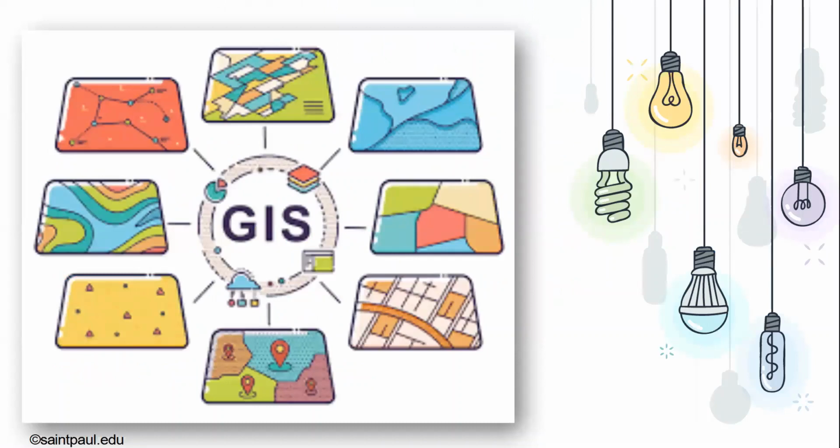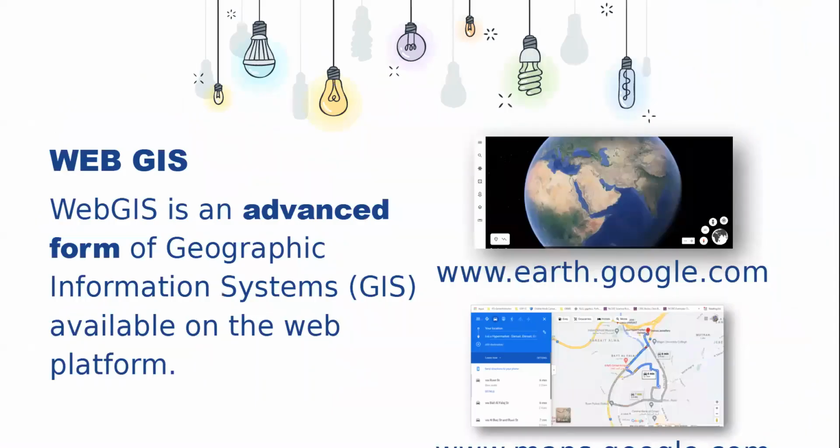This is the structure of GIS. Basically, it overlays different kinds of information, and then the combined effect can be studied for decision making. WebGIS is nothing but the advanced form of GIS where the information resides on the internet. The common WebGIS platforms which we use nowadays are Google Earth or, say, Google Maps.